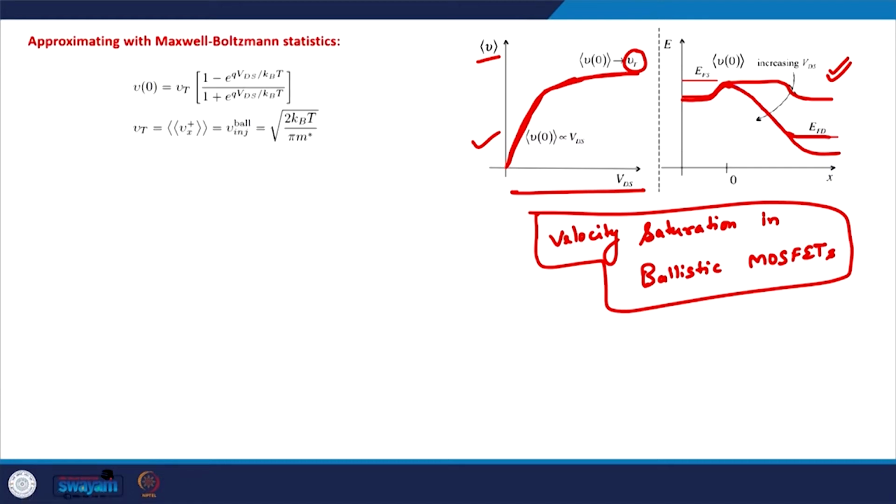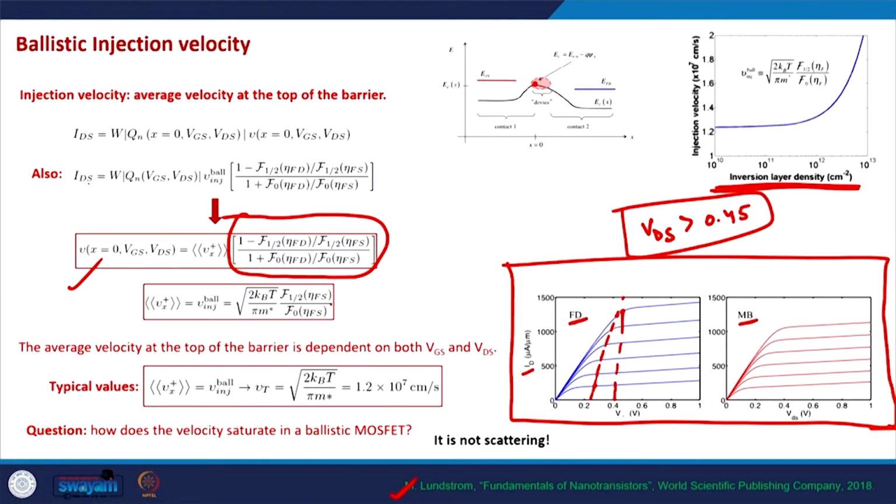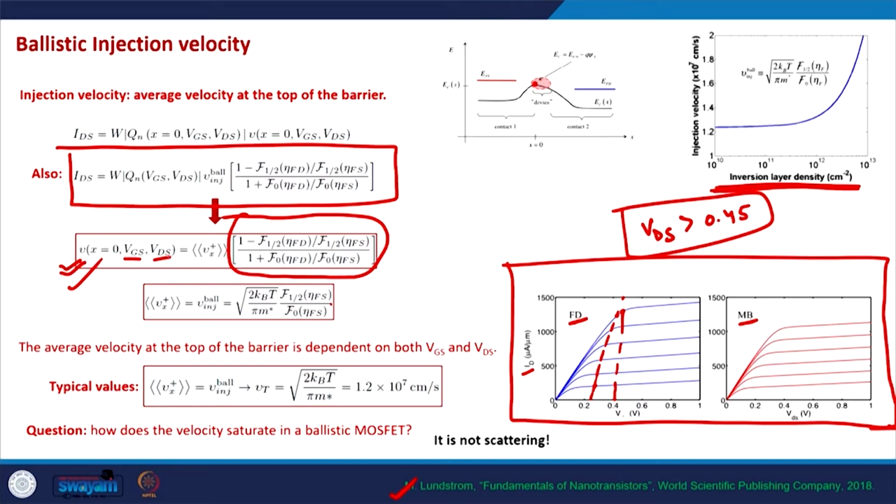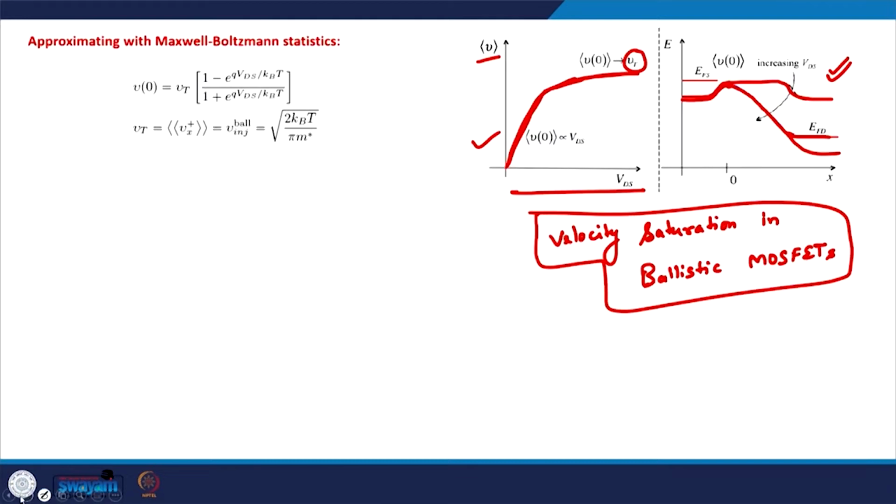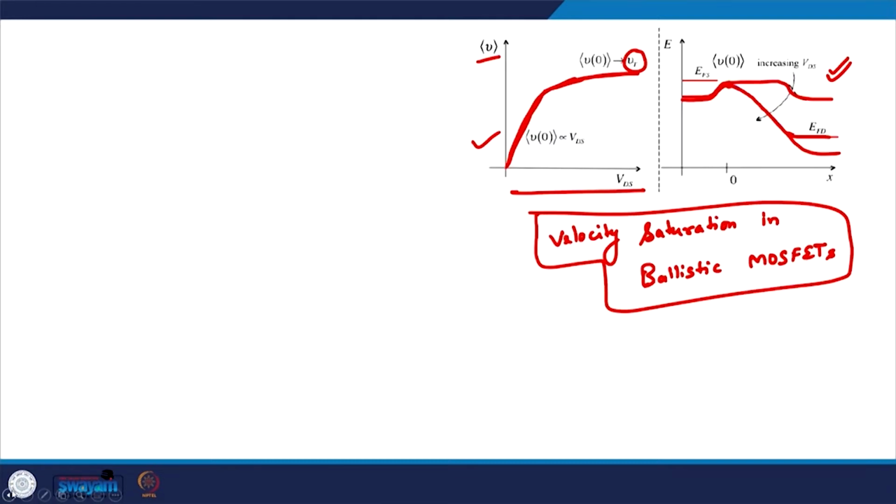So this particular expression gives us the velocity at x equal to 0 for a given VGS and VDS, if we assume the Maxwell-Boltzmann statistics, and let me quickly tell you why we can do that.